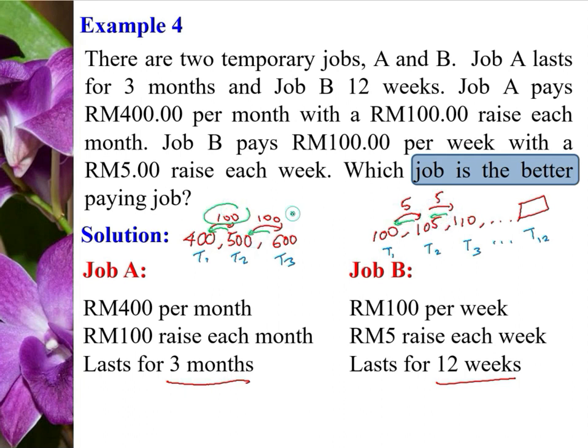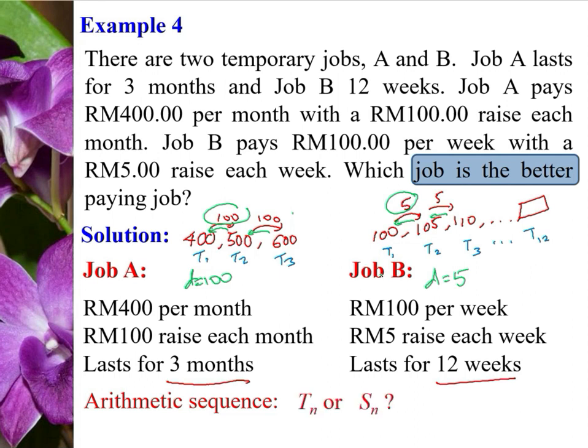For job A, the constant value is 100, and job B, the constant value is 5. That means this is an arithmetic sequence problem with common difference, 100 ringgit for A and 5 ringgit for B. To answer the question which job is the better paying job, we need to find the Tn or the Sn. Of course, to find whether a job is a better paying job, and we know the duration of the job, we want to know what is the total salary after you have done the job. And to find total salary, it is just Sn.